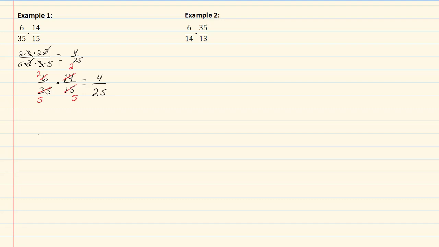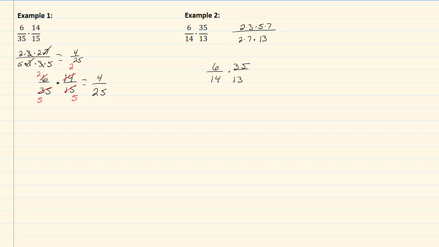So let's take a look at example 2. Here I have 6/14 and 35/13. So again, I could write this out in a prime factored form. So I would have 2 times 3 and 5 times 7 and 2 times 7, and it would just be 13. We won't bother writing 1. Or again, look for those common factors. One of the first things that I noticed here is that 6 and 14 have a common factor of 2.